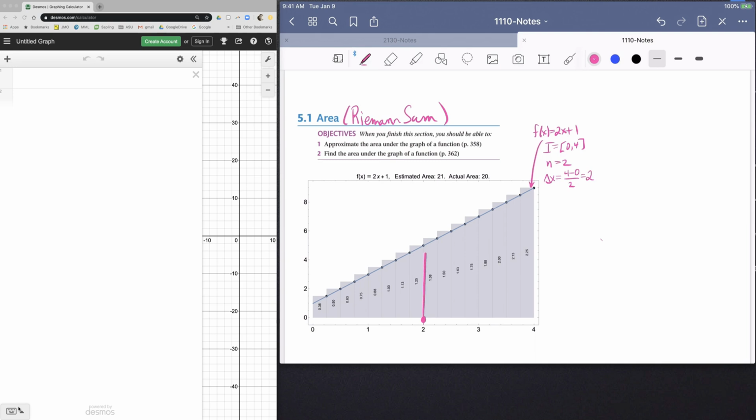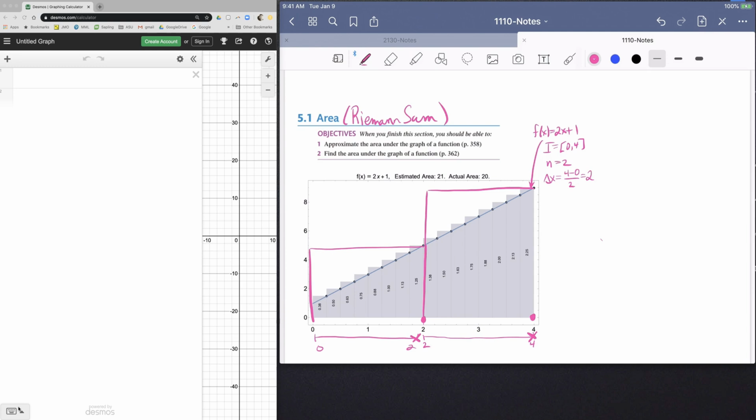We're going to evaluate the function on the right point of each subinterval, which is 0 to 2, and then from 2 to 4. Those are our two subintervals. And we're going to evaluate at the right endpoint, because that is just a good place to start when we're looking for patterns. Okay, so here's what we need to evaluate.